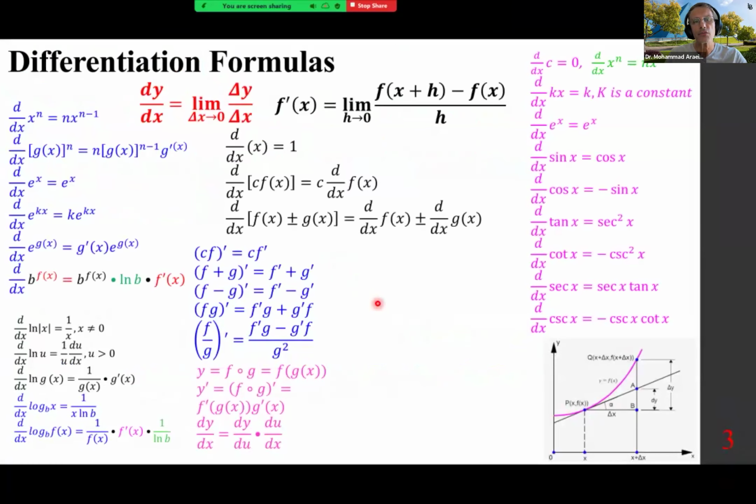There are many differentiation formulas here. We should be very comfortable to be able to move on with the reverse process later on.